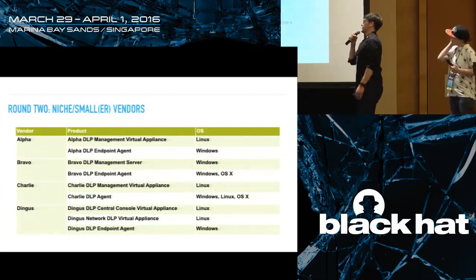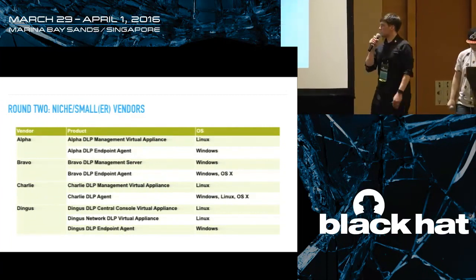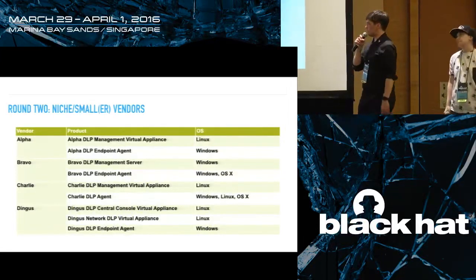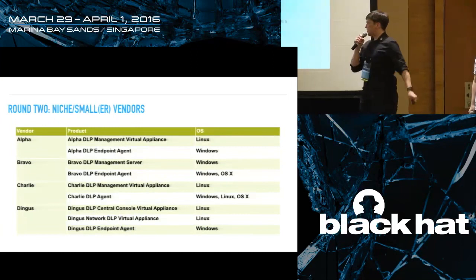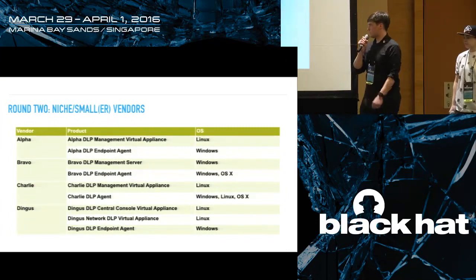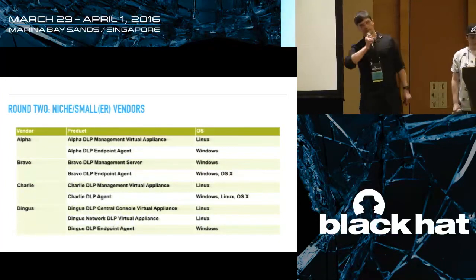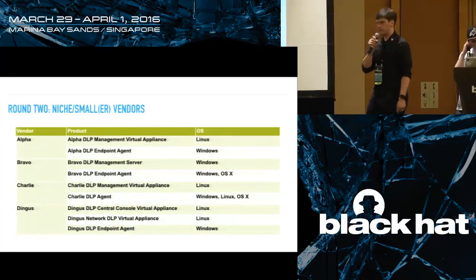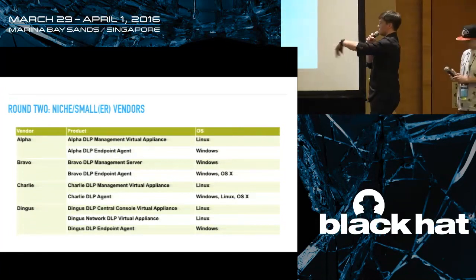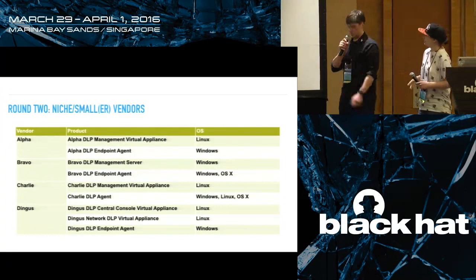Alpha, for instance, also had a Linux-based virtual appliance and a Windows-based endpoint agent. Bravo, very similar. Theirs was a Windows management server that you had to install on your Windows host, with OS X and Windows endpoint agents. Charlie, again, very similar: a Linux management appliance, with Windows, Linux, and OS X endpoint agents. And then finally, our favorite hypothetical company called Dingus. They had a console virtual appliance, their network virtual appliance, and a Windows-based endpoint agent.